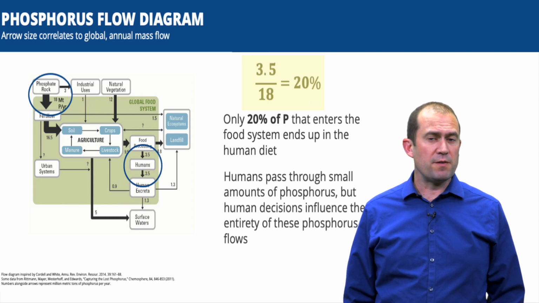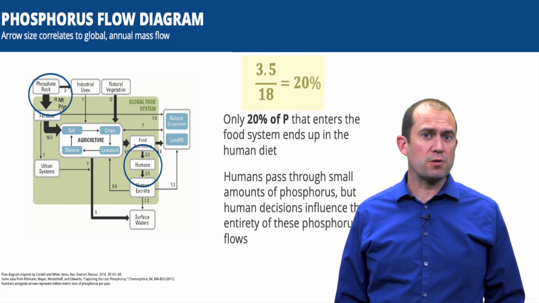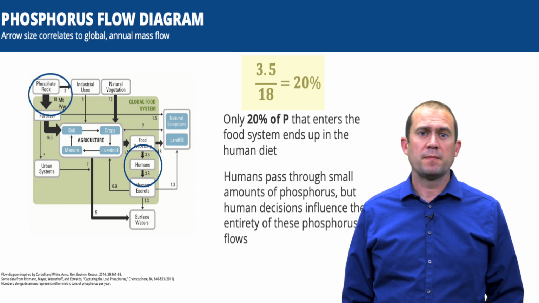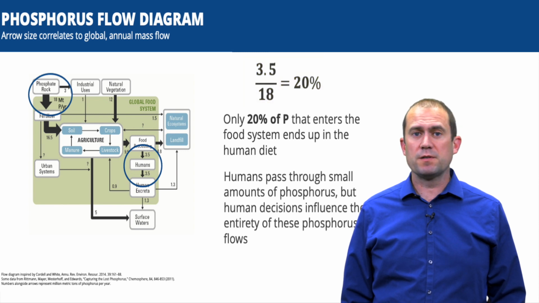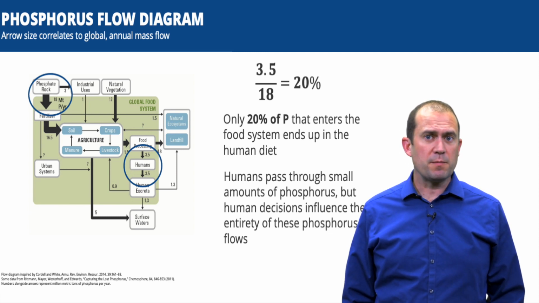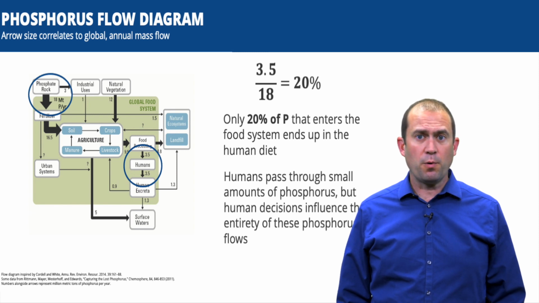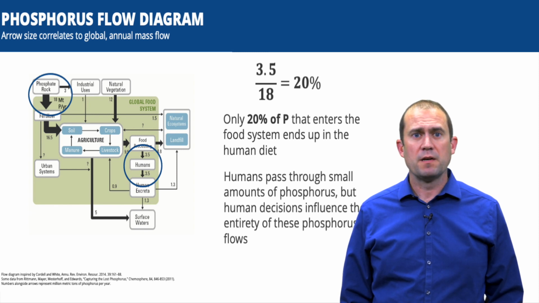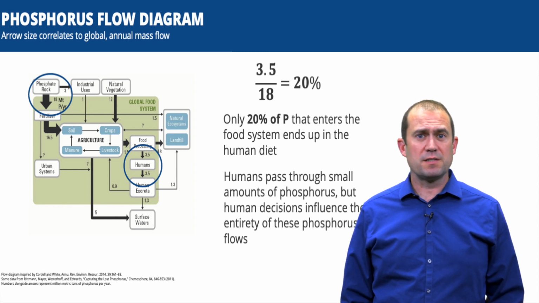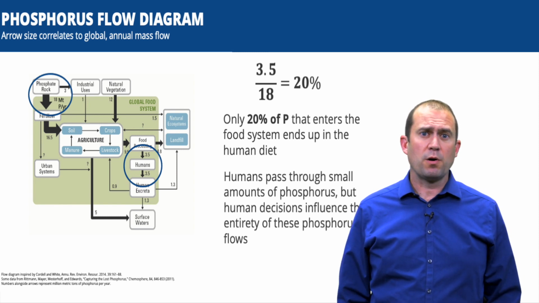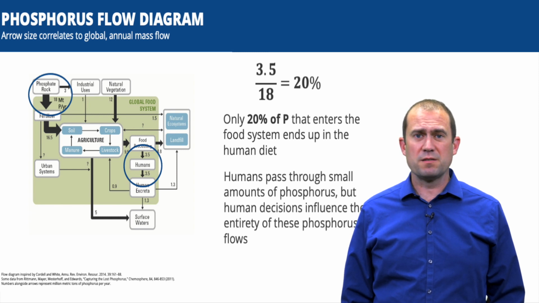For example, we can see that of the 18 million metric tons that enters the global food system, only 3.5 of it enters our diet, which is only 20%. Much of the remaining phosphorus that enters the food system ends up in landfills and surface waters or locked in the system somewhere, like becoming strongly bound to soils such that it cannot be used by plants. As a final point, we see that humans are a relatively small component of the phosphorus flow consumption diagram, but it's our human decisions that influence the entirety of the phosphorus flows shown here. Not just our diets, which we'll talk about in part 4, but also decisions in policy and business, for example.